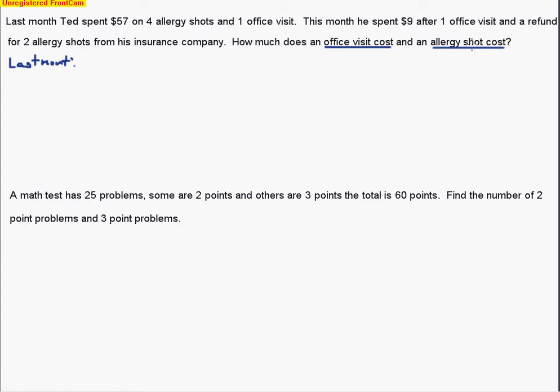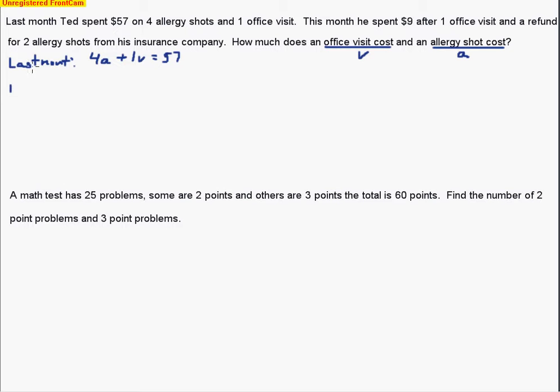So let's assign some variables before we can write that equation. We'll call A the cost of the allergy shot, V the cost of the office visit. So $57 on 4 allergy shots, 4 times the cost of 1 allergy shot, and 1 office visit, so plus 1 times the cost of an office visit equals $57. So there's one value equation.